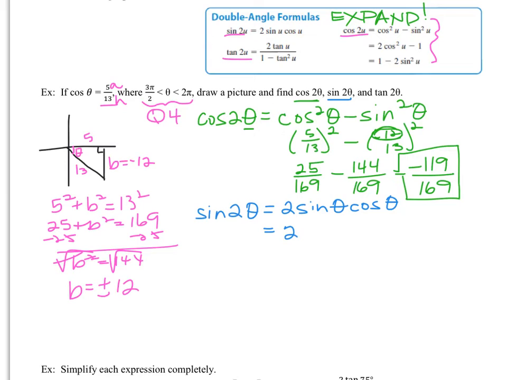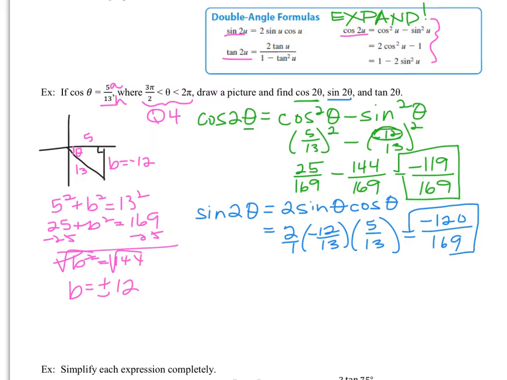2 is just our coefficient out in front, but I'm going to put it over 1 since sine and cosine of theta are both fractions. We've already said sine theta is negative 12/13. Cosine theta was given, that would be 5/13. And all we do is literally multiply straight across. Pretty easy. 2 times negative 12 is negative 24. And negative 24 times 5 would be negative 120. 1 times 13 is 169. And that's it. That doesn't reduce, so that is our sine 2 theta value.